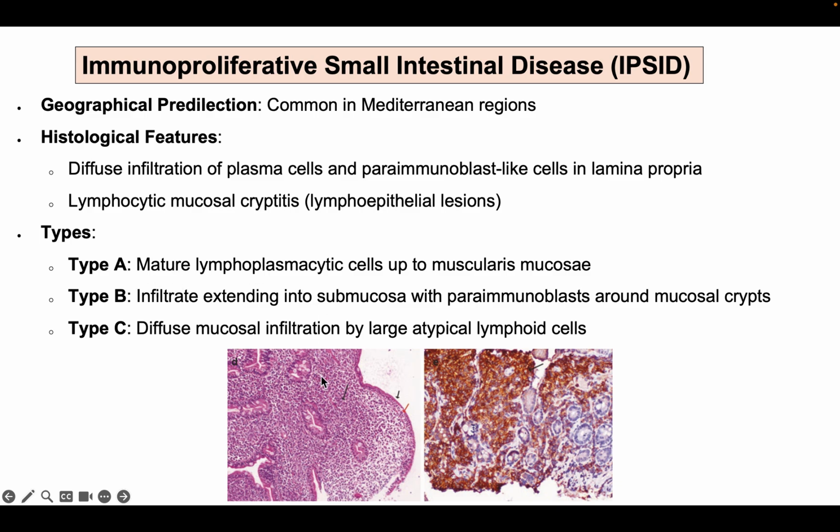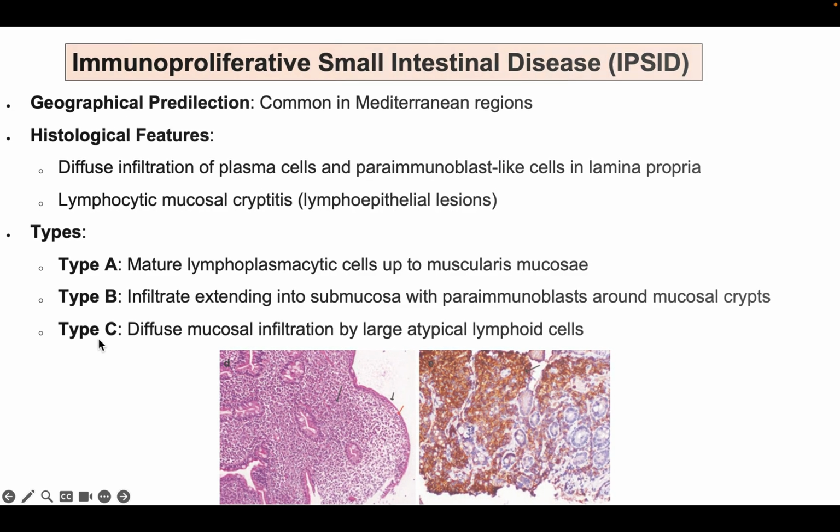Type A is the mature lymphoplasmacytic cells up to the muscularis mucosae. So from the starting of the enterocyte till the muscularis mucosae, which is part of the mucosa only. Then type B is the infiltrate extending into the submucosa with para-immunoblasts around the mucosal crypt. So in between the crypts and also going below the mucosa, which is the submucosa. And type C is diffuse mucosal infiltration by large atypical lymphoid cells. So here the atypia comes into place and it will make the type C.